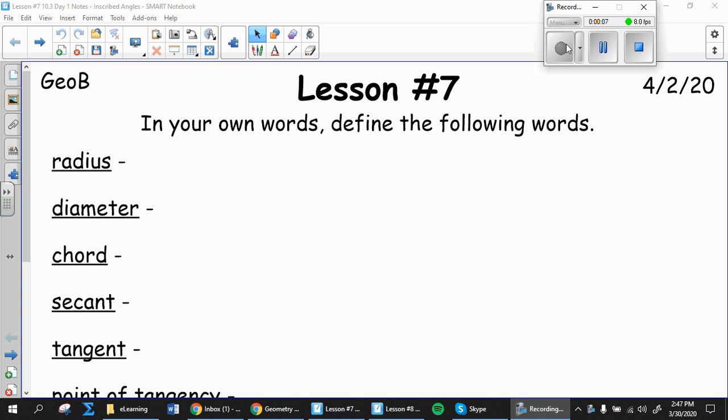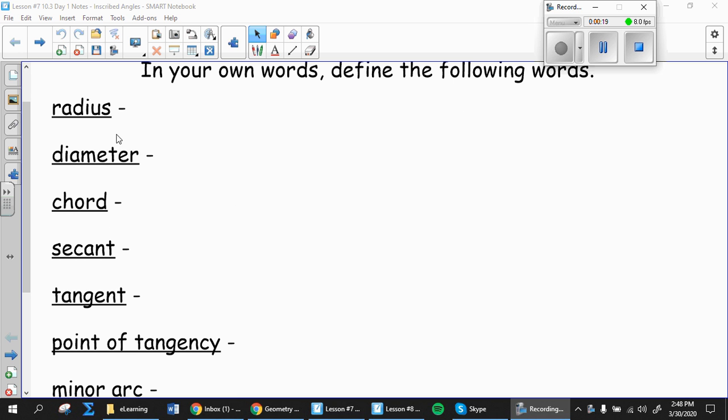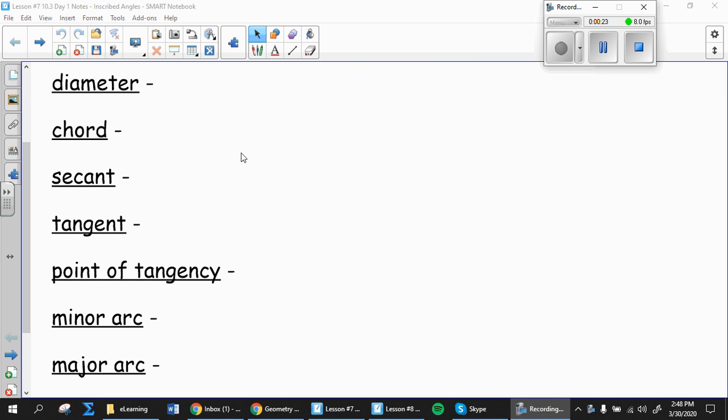Today we're going to start lesson number 7. We're going to talk about inscribed angles. We're kind of moving on from when we talked about arcs. So I want you guys to first pause the video and think about these different definitions. I want you to come up with, in your own words, a definition for each of these terms.